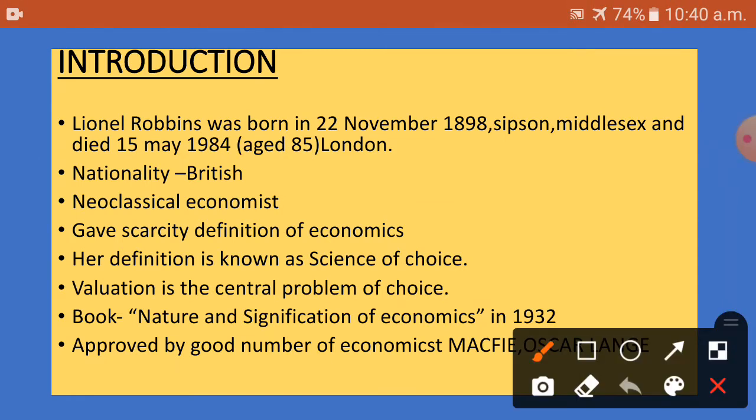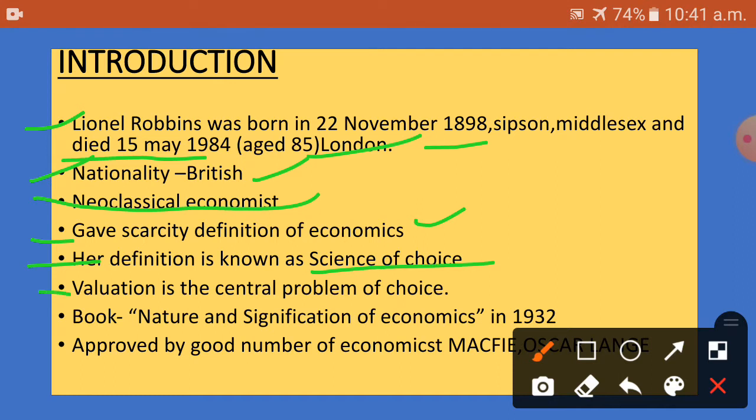First of all, we know about the introduction. Lionel Robbins was born on 22 November 1898 and died on 15 May 1984 at the age of 85 in London. His nationality was British, and he was a neoclassical economist. He gave the scarcity definition of economics. His definition is known as the science of choice. Valuation is the central problem of choice.